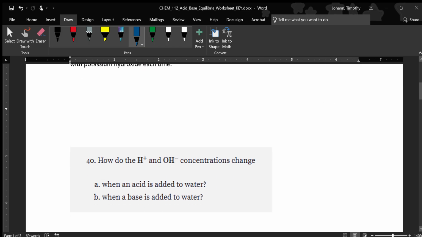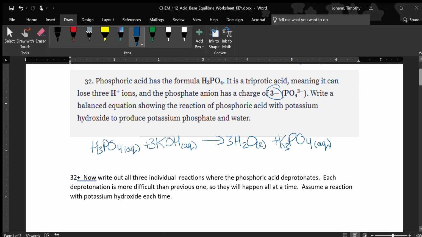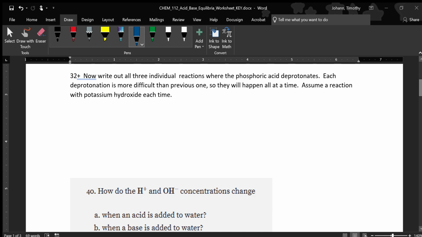I also wanted you to practice what was on the problem on the quiz. A lot of people did fine on it, some people not so much. And I said, now write out all 3 individual reactions. So let's assume that we add one equivalent of hydroxide, and then another equivalent of hydroxide, and then another equivalent of hydroxide. With these acids, it's easiest to pull off the first proton, then the second, then the third, so they will come off one at a time.